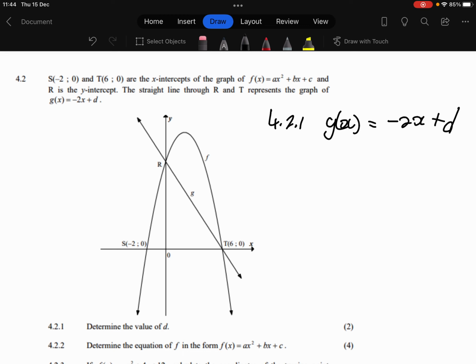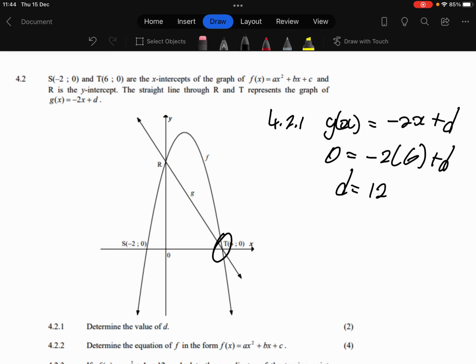So all we have to do is find a coordinate to go within this, and we already have one coordinate because it's t. T is common to both graphs f and g. So 0 is equal to negative 2 into 6 plus d. Therefore, d is equal to 12.